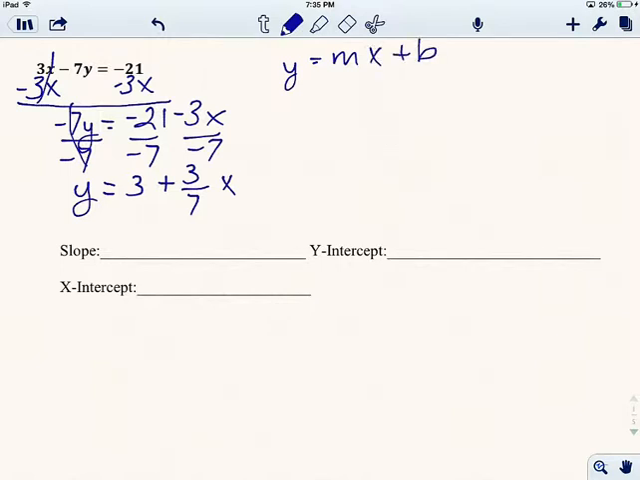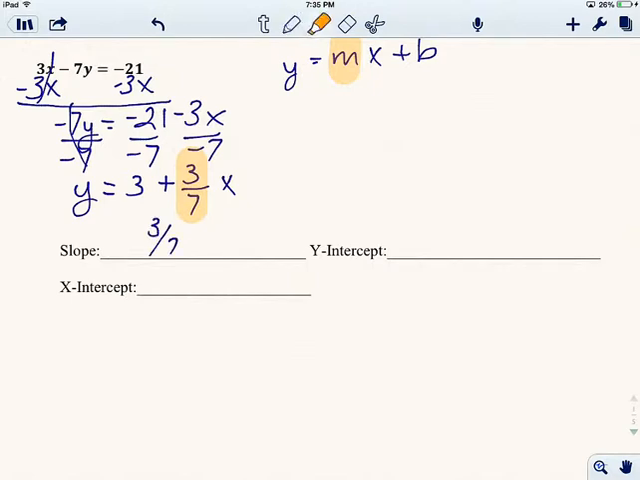which is the form that we're in now. And so I want to look for the m, which is the same as slope. And the m is the number that's right in front of the x. So the number right in front of the x is the 3/7. So my slope down here is going to be 3/7.